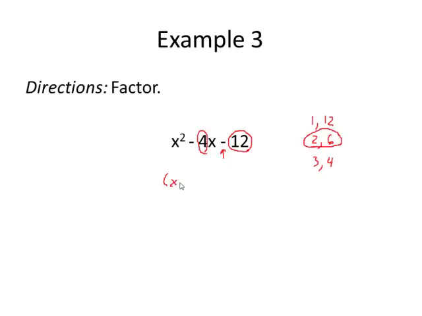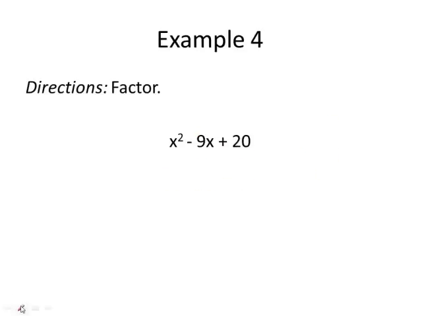Now I use the tricks about signs to tell me where my signs will go. So this sign was negative, so that means that one will be plus and one will be minus. This sign is negative, so that's going to be the sign of the larger number. The larger number was 6, so the 6 is going to go here because of this minus sign, and then the 2 will go here.